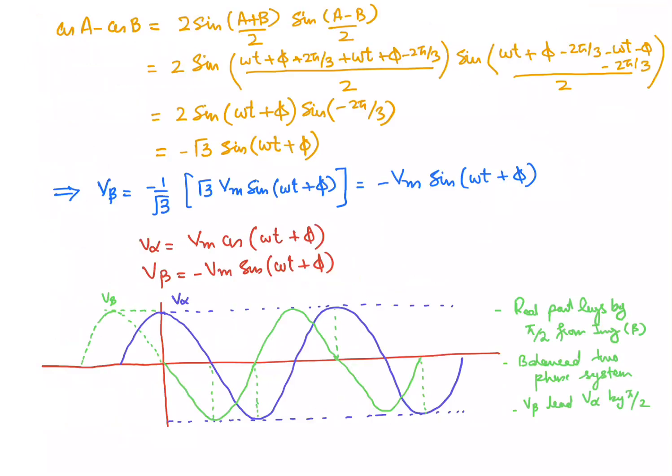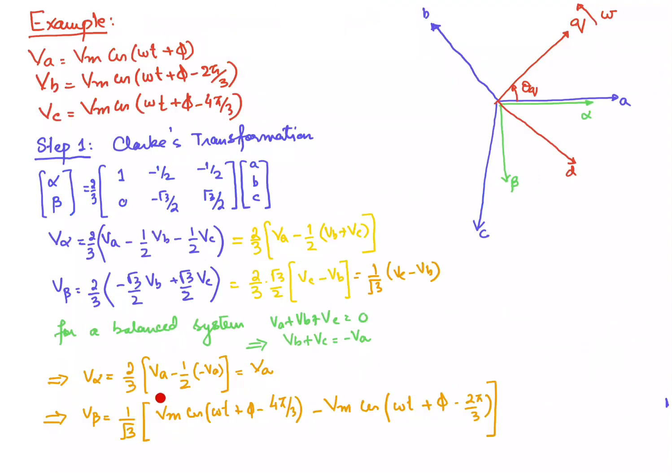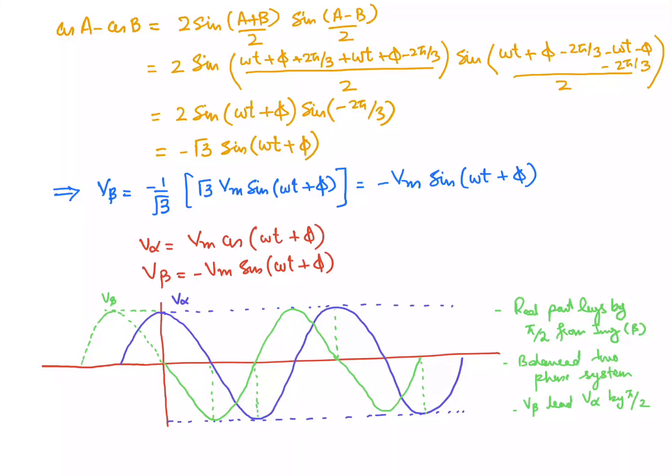For that we are going to use this trigonometric identity, that is cos A minus cos B is equal to 2 sine of (A plus B) by 2 sine of (A minus B) by 2. Using this identity, finally you will get that cos A minus cos B for this particular case will be equal to minus under root 3 sine of omega t plus phi. And the beta axis voltage can now be written like this, because we have evaluated this part, so replacing it with this portion, V beta is equal to this part, and this can be written like that. So we have an equation for V alpha and for V beta.